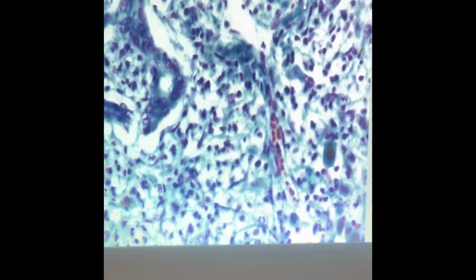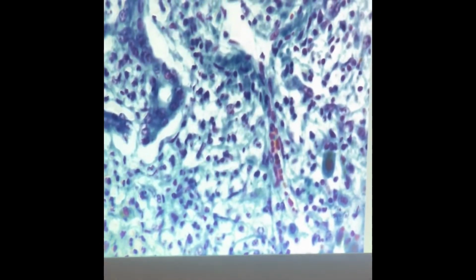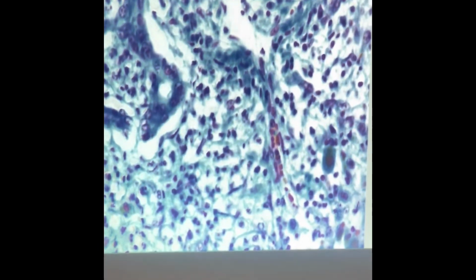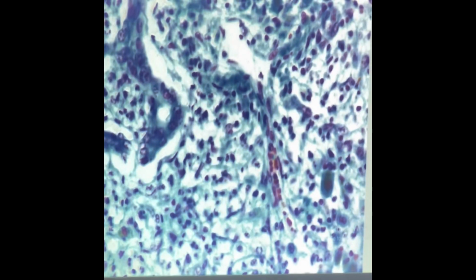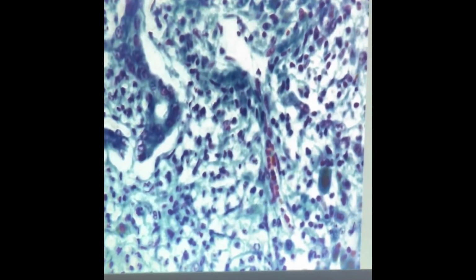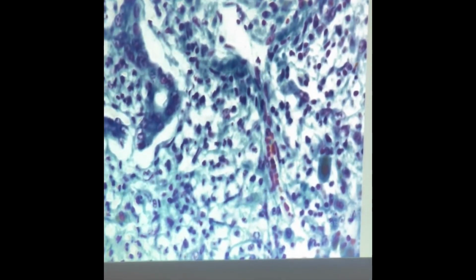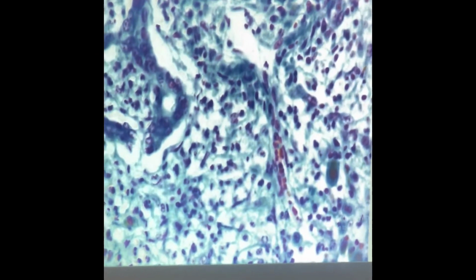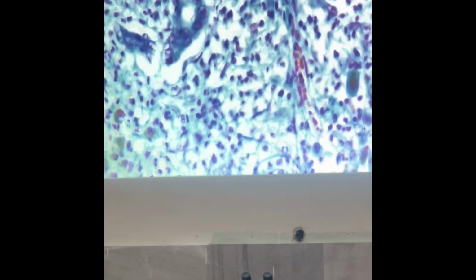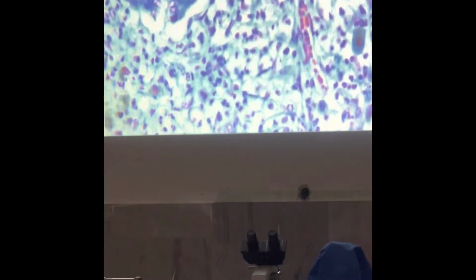What about this bluish coloration, which is found between the inflammatory cells? These are the deposition of collagen fibers, which is called what? Fibrosis. What does it mean by fibrosis? It means we have accumulation or deposition of collagen fibers, which is called fibrosis.